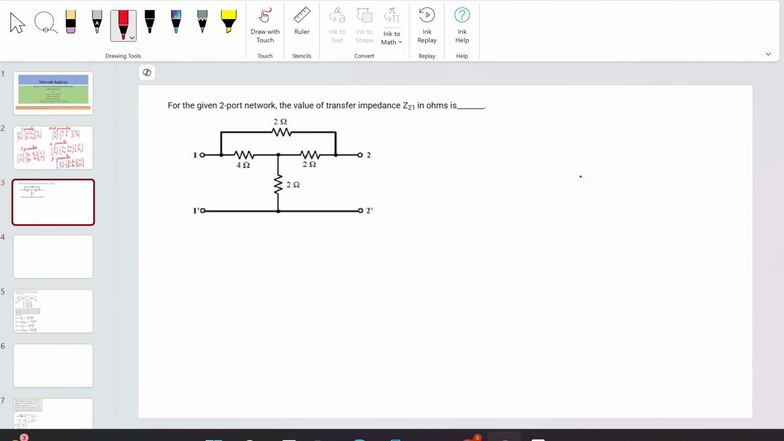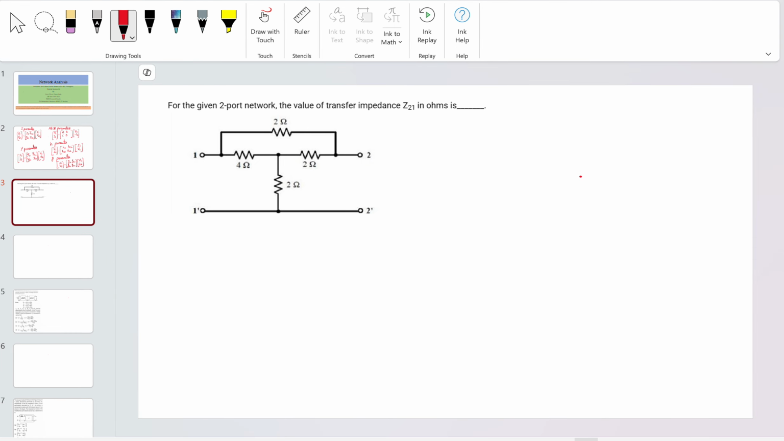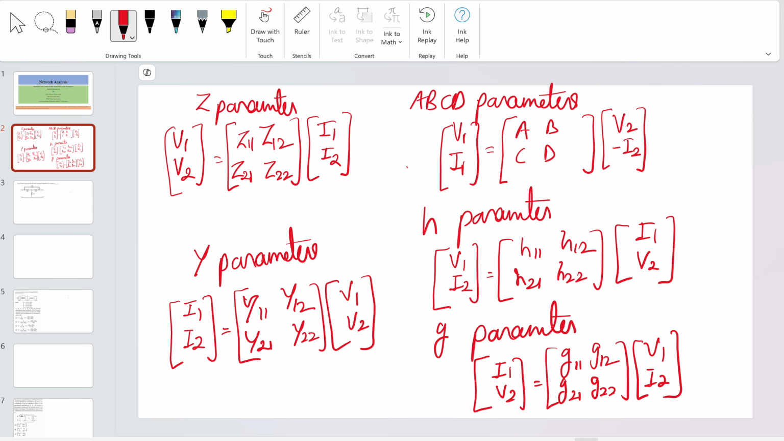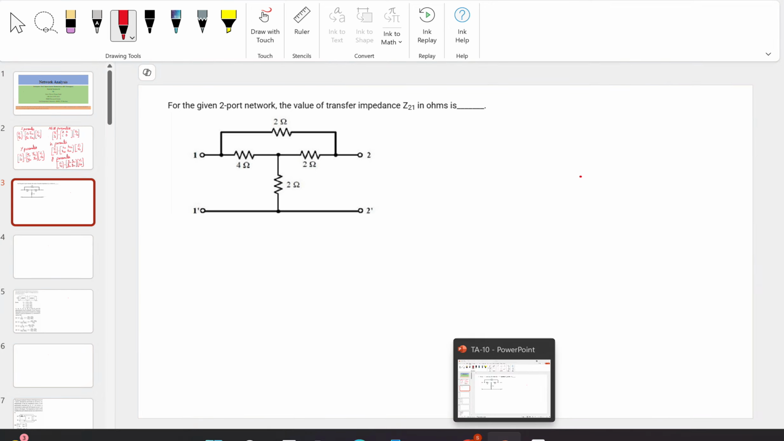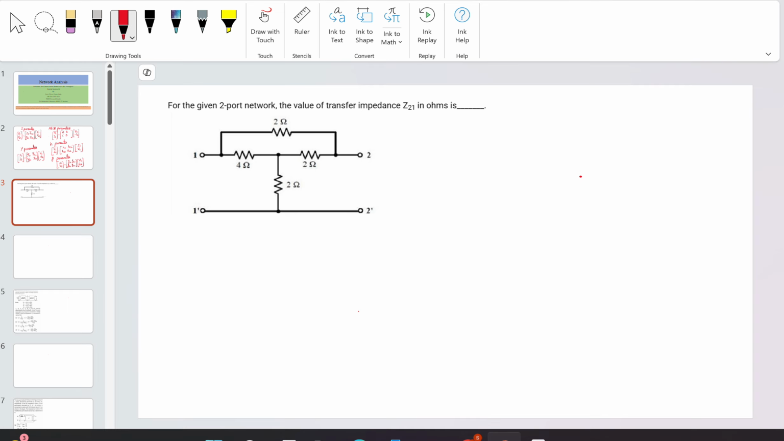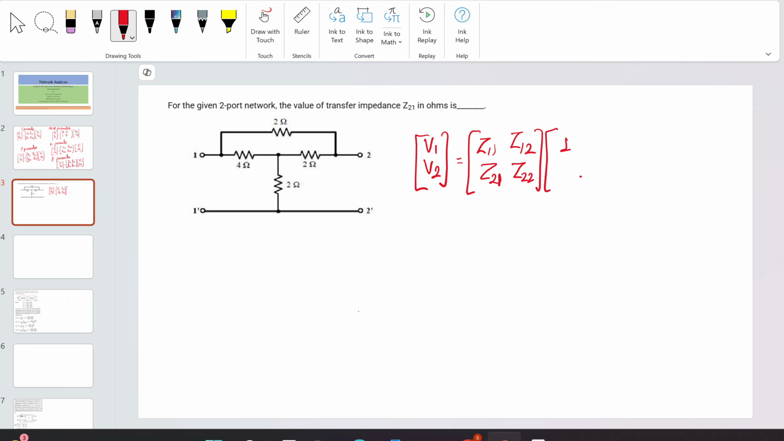Okay, let me give the solution for this first problem. These are the parameters which we need, and you have to remember these formulas for solving a few of the problems. For the Z parameter, which we saw in the last tutorial session also, this is how to proceed with these kinds of problems. V1, V2 are in terms of the parameters Z11, Z12, Z21 and Z22, and these are I1 and I2.